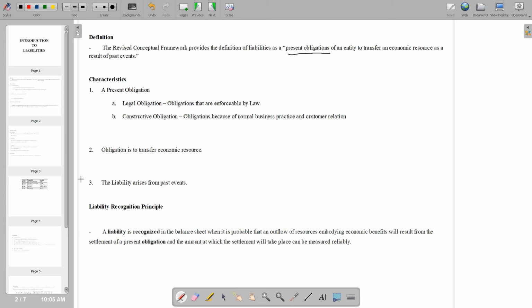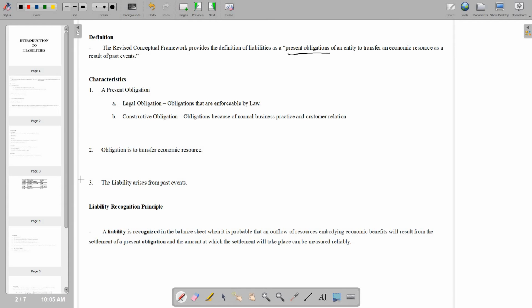Let's say, for example, I sold a gadget. I have 1,000 units of sale. I have estimated that in the future there will be a settlement, or there will be someone who will claim their warranty. Now, do I know who that someone is? Of course not.